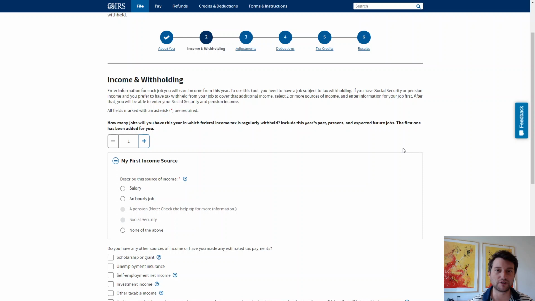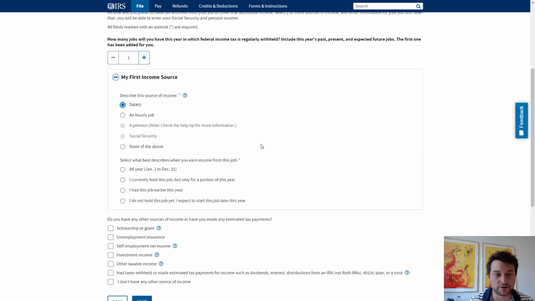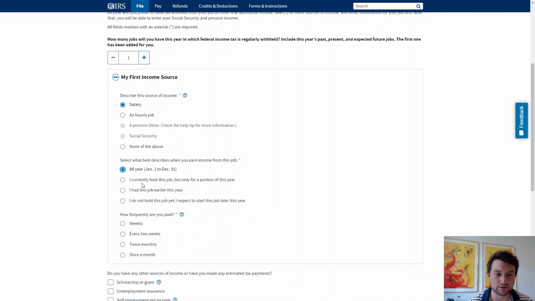So we have an individual, he's on a salary, and so when it further asks, select what best describes when you earn income from this job. So they're asking, is this a seasonal job, or are you going to have this year round? What's that outlook look like? And in our case here, he's going to have it all year, right? I currently hold this job. You can see how they definitely drill down on some more options for you, right? So I have this job, but only a portion of the year, had this job early in the year, it's a Q&A, so go ahead and fill everything out as it asks and just try to be as accurate as possible.